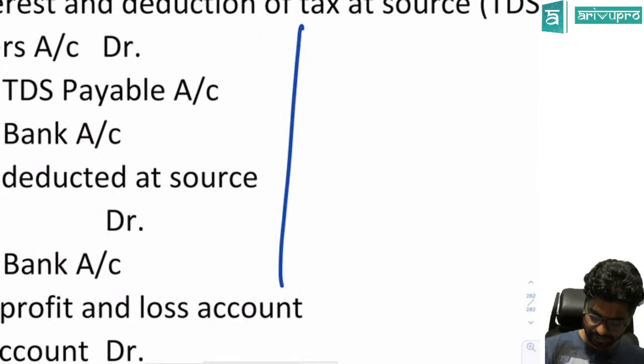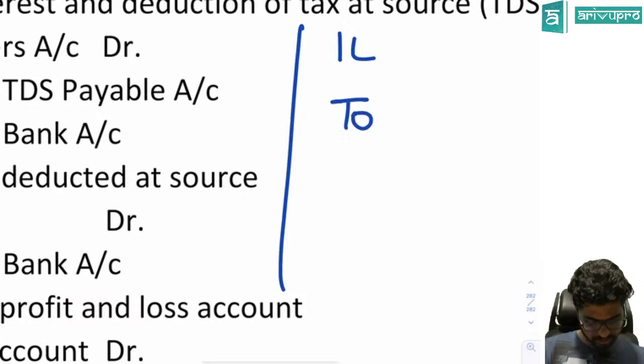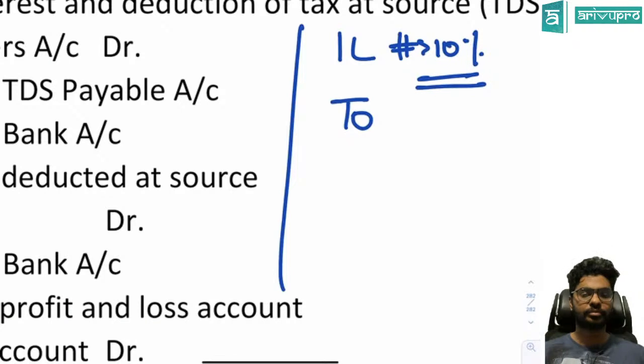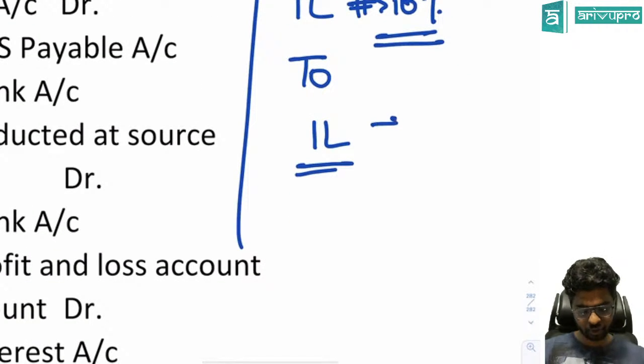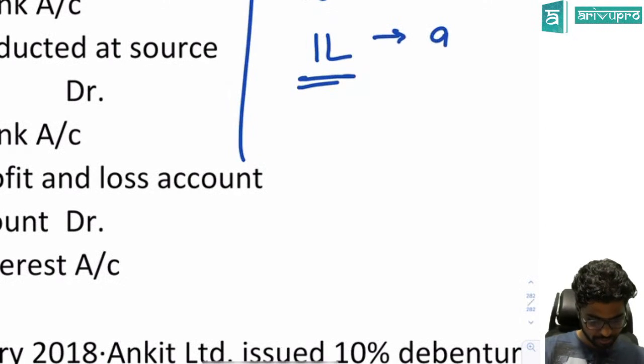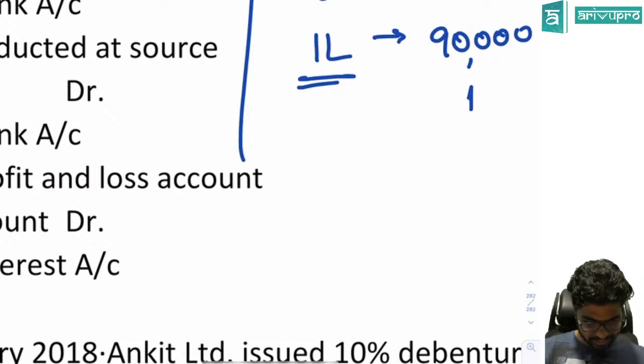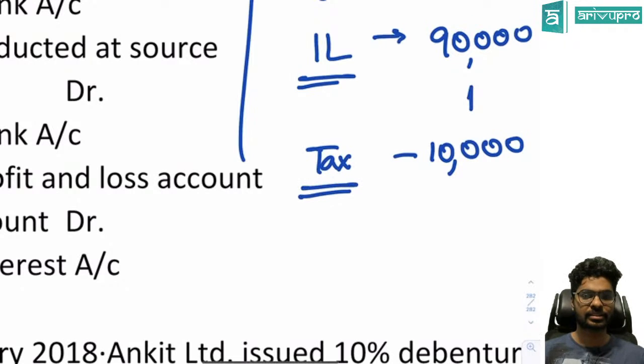Once you are paying interest to the debenture holder, you will be remitting tax, let's say the tax rate on the interest is 10%. So out of 1 lakh rupees interest, you will pay him only 90,000. The remaining 10,000 rupees you will pay on behalf of him to the government as tax. Are you clear?